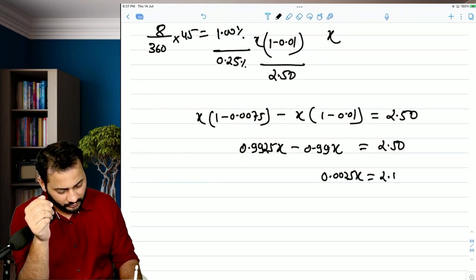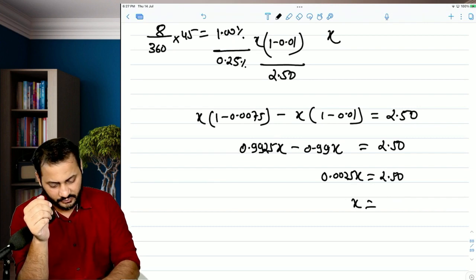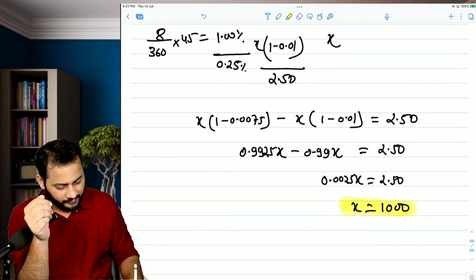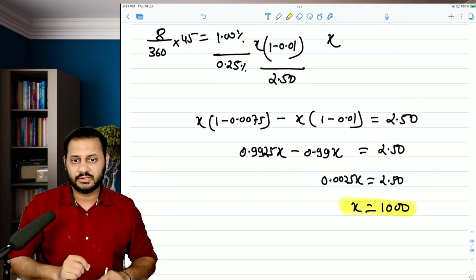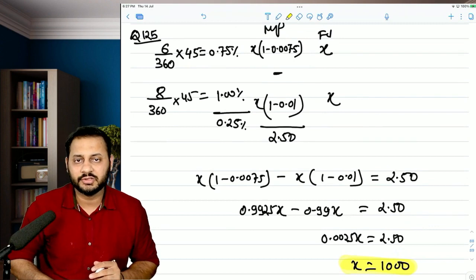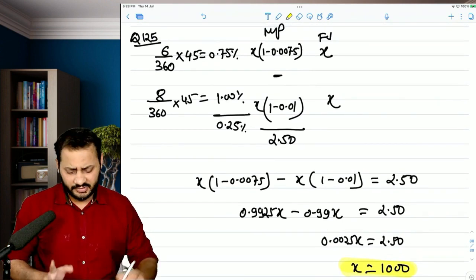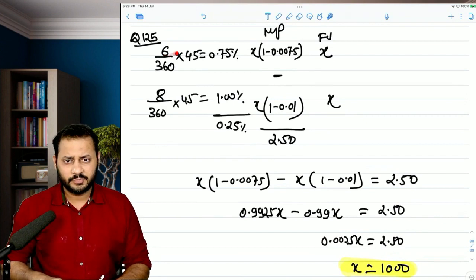0.0025x is equal to 2 rupees 50 paisa, and x is equal to 1000. This is your face value. Face value is 1000 rupees, and that's how this entire calculation is arrived at. Simple, very simple. We converted the 6% into 45 days rate, we converted 8% into 45 days rate.